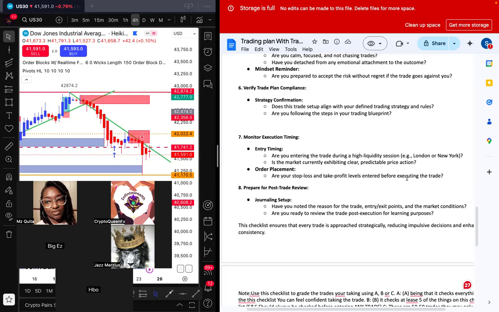Are your stop loss and take profits entered before executing the trade? Have you noted the reason for your trade? You're entering your exit points in your journal. So when you're journaling, you should be saying why you're taking this trade, and not just I feel like this is a good setup and I'm just hopping in. No, I'm taking a setup because I see this pattern. It made the pattern that I was looking for. This is why I'm taking a trade. The journaling is important. So you journal before you enter the trade and you journal after you enter the trade.